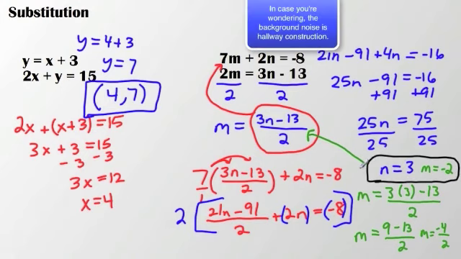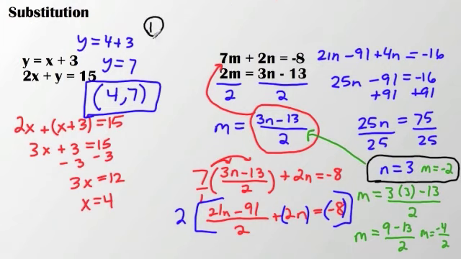Now, in this case, substitution was definitely not the easier way to go. In this first example, you could see that it made sense to go ahead and use substitution. In the second example, maybe substitution wasn't the best way. You're going to be given some systems of equations and you're going to have to decide whether substitution or elimination is the best way to go.